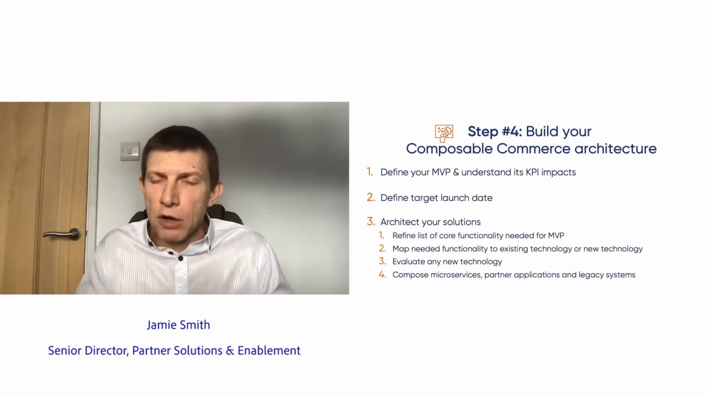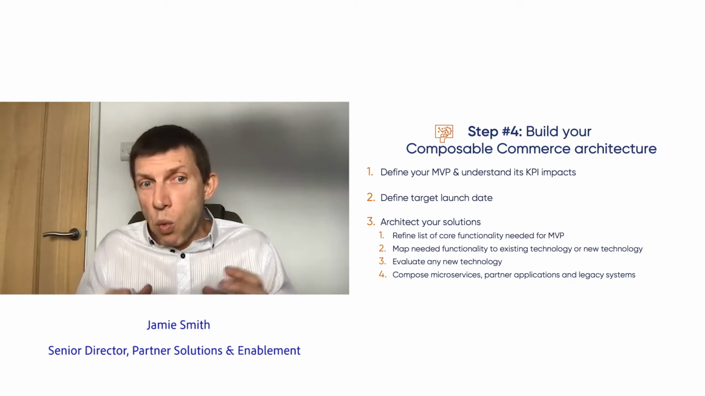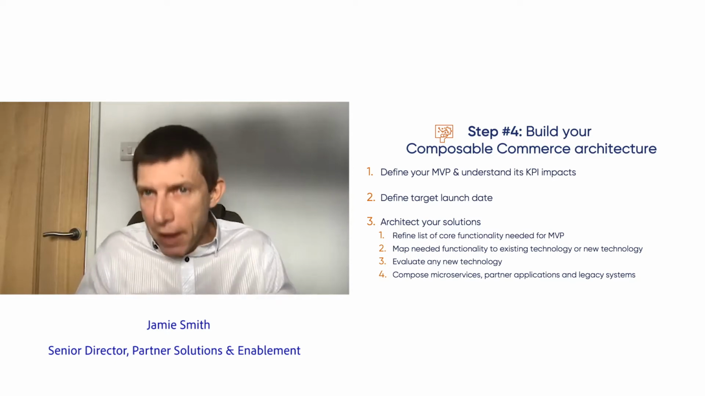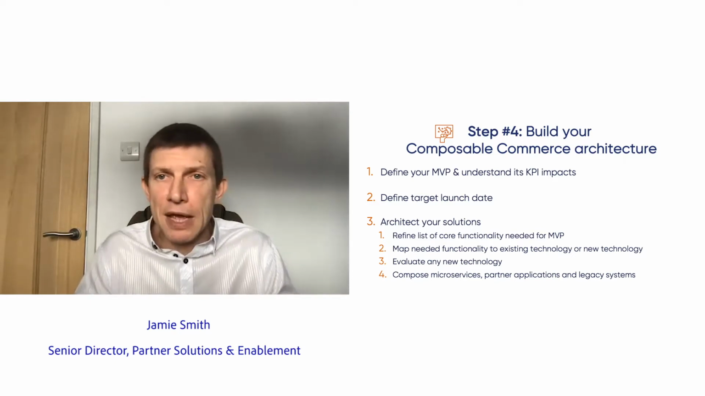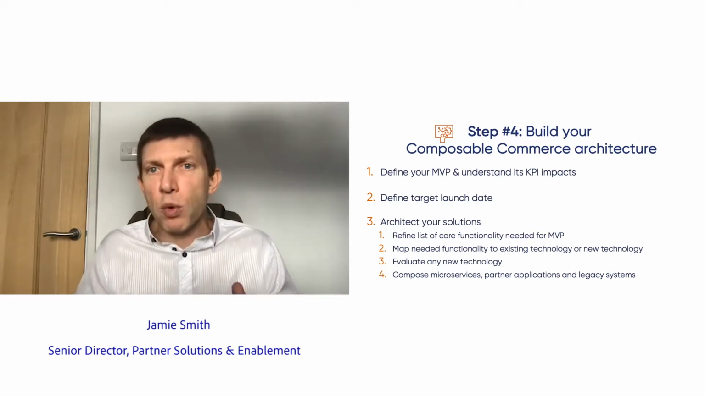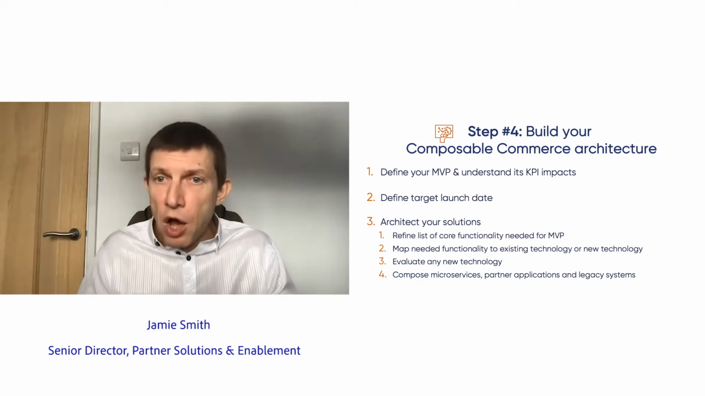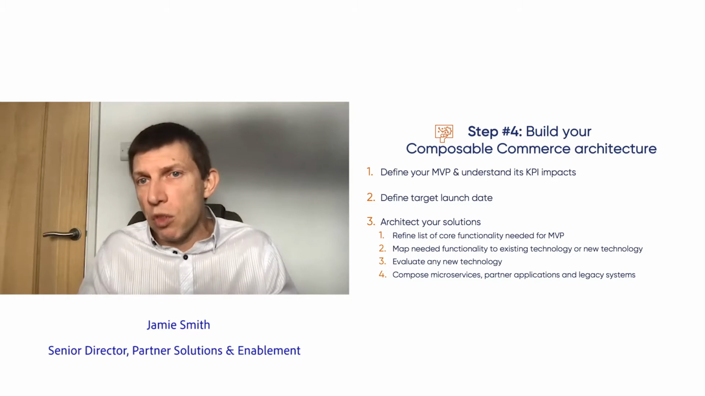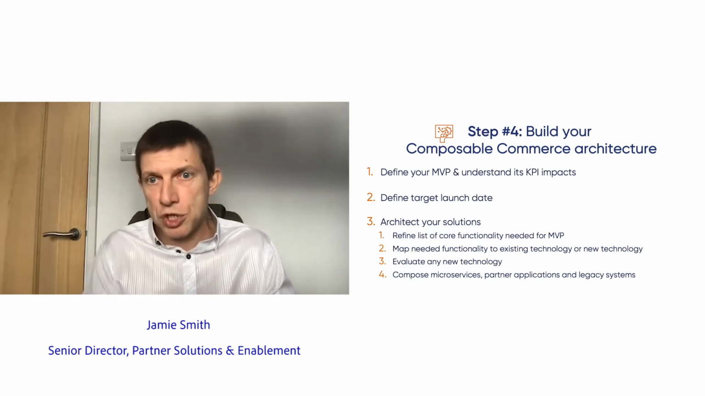When we look at step 4 and actually defining that composable commerce architecture, we really want to start at the smallest component to build quickly to get maximum impact. When people talk about an MVP or a minimum viable product, they always think super small, super quick, get it done. Actually, no, an MVP has to be what the business sees as the largest impactful launch.